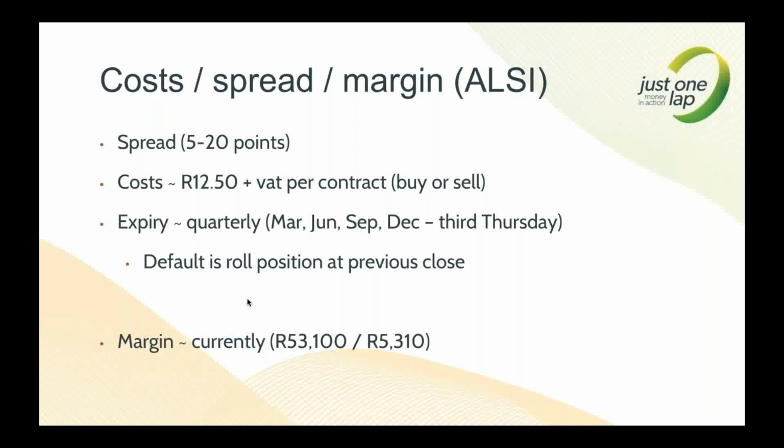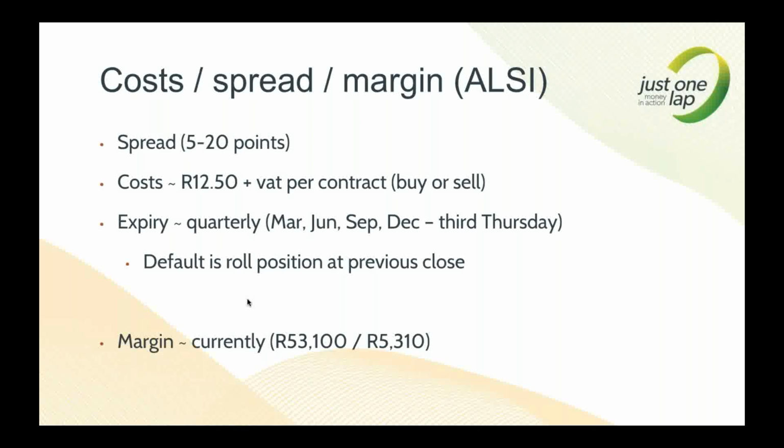Because they're futures contracts, they have expiry dates. Expiry is quarterly, the third Thursday of every March, June, September, and December. If my math is correct, we have a rollover happening this Thursday. It's the third Thursday in September.